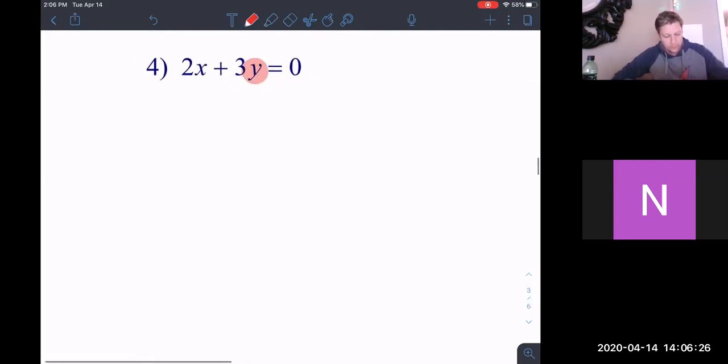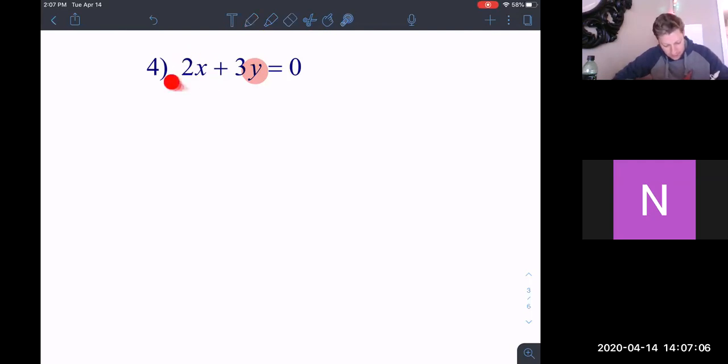Doesn't y mean multiplication? The 3y. 3y means 3 times y. Right? Yeah, and then you have to do the opposite, so you have to divide by 3. Okay, yes, we do want to divide by 3, but I'm going to wait on that step because I want to get rid of this 2x first.